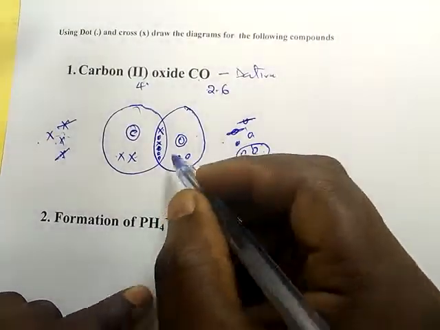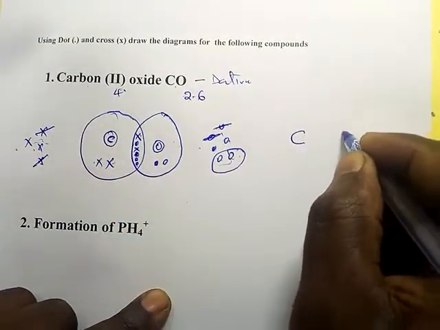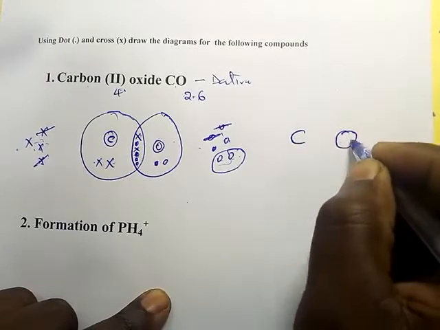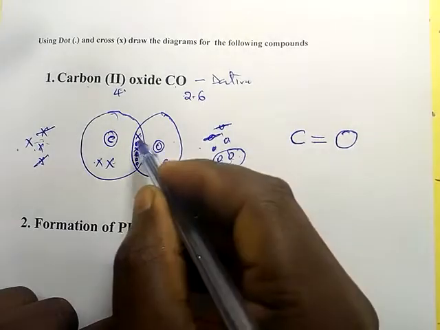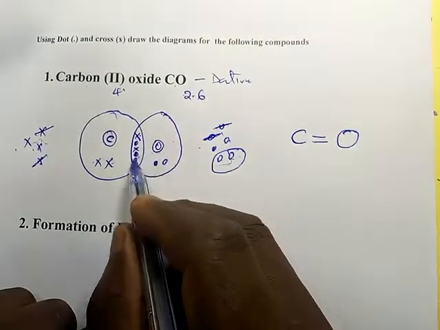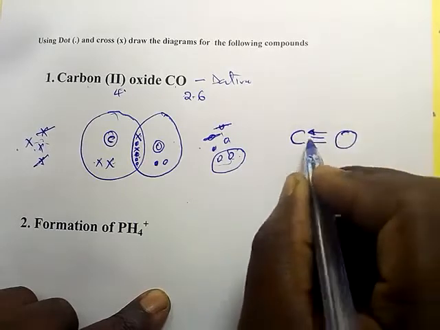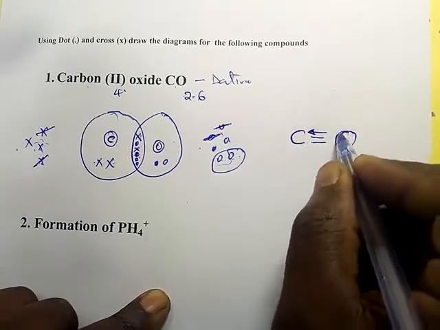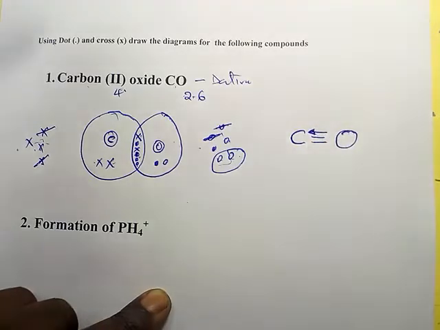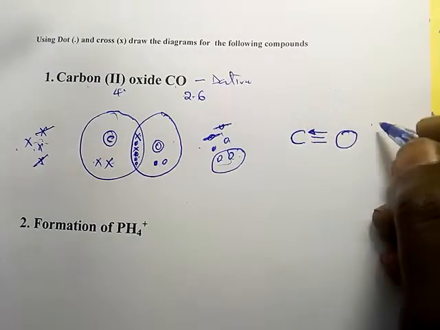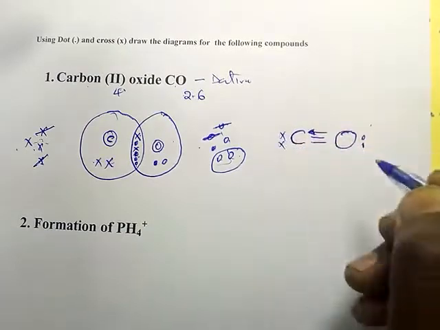Now we can draw this one in a different way also. We can have carbon, oxygen. So which one is going to give electrons? The sharing is 1, 2, 1, 2, and then oxygen is going to give electrons. Now we use this arrow, meaning that this is a dative bond where oxygen gave a pair of electrons to be shared. So we can have 2 of them here and 2 here, and that is all.